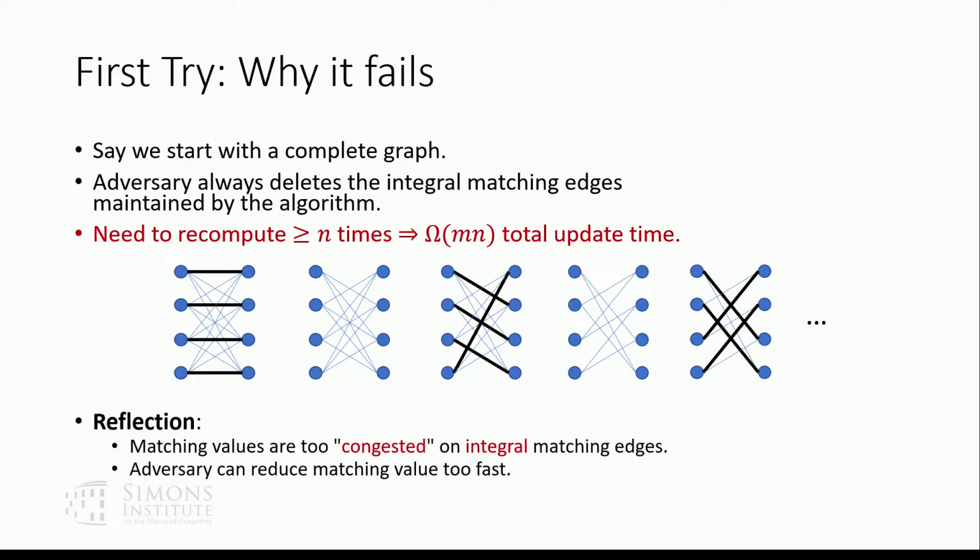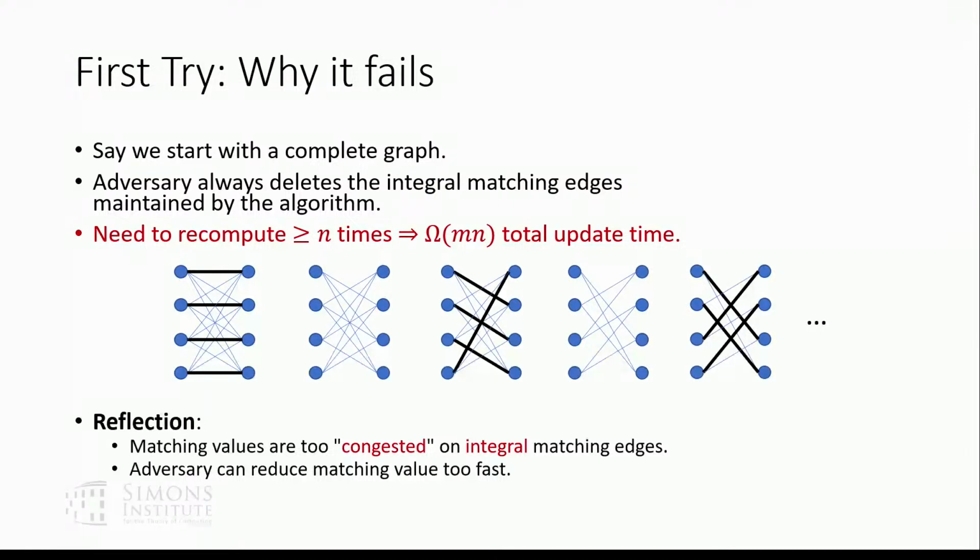And let's think about why it doesn't work. Basically, the issue is that your graph has n squared edges, but the matching that you care about has n edges. So by computing an integral matching, you're essentially putting all of the importance on only n edges. And that's going to give the adversary a lot of power because they can delete the edges that have importance. So basically, you're allowing some edges to be much more congested with importance than other edges.